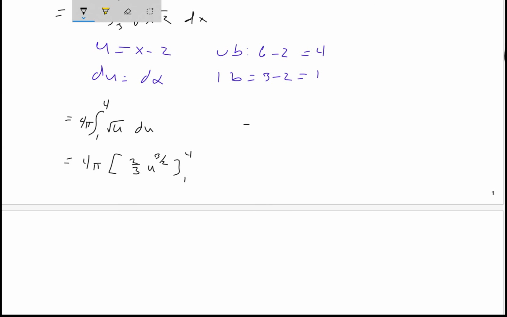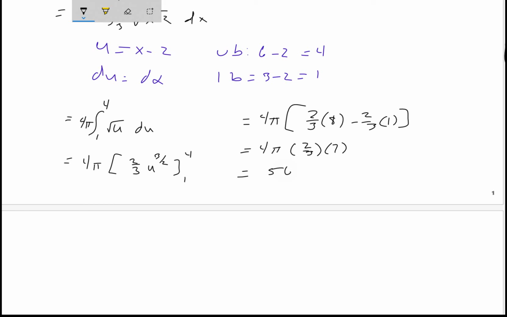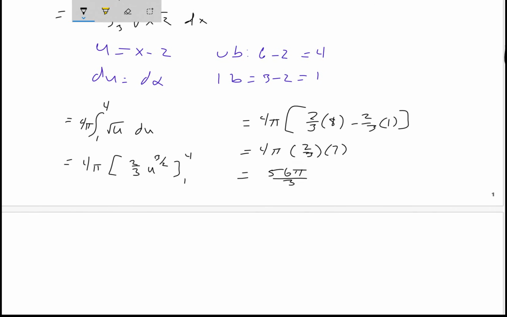So that's 4 pi. Now, if we do that at 4, that's 2/3 times 8. Square root of 4 is 2. 2 cubed is 8. Minus the 2/3 times 1 equals 4 pi. Now, I could factor out a 2/3, and that would be 2/3 times 7. So when I multiply that out, we get 56 pi over 3. And that would be our surface area.